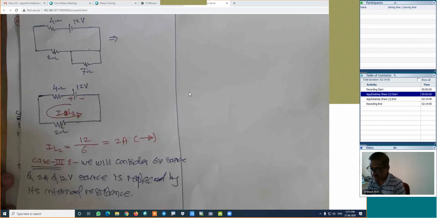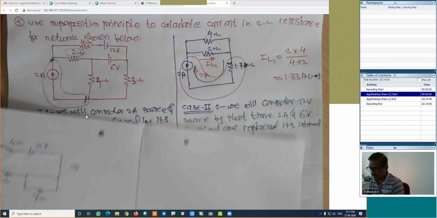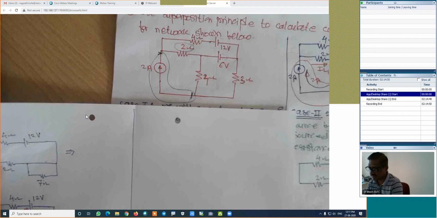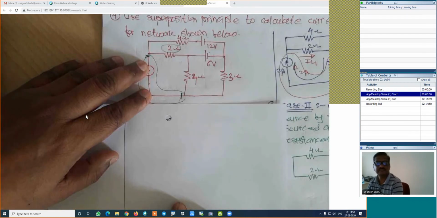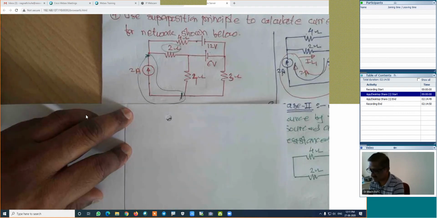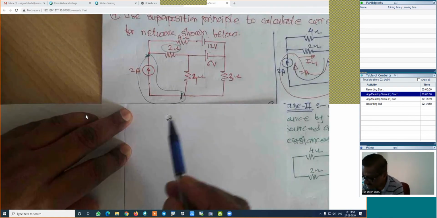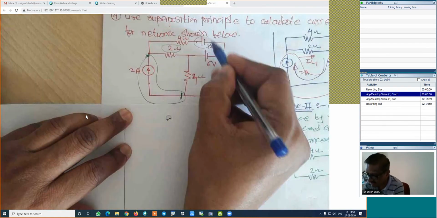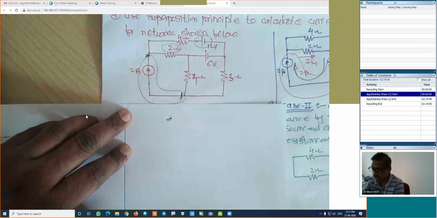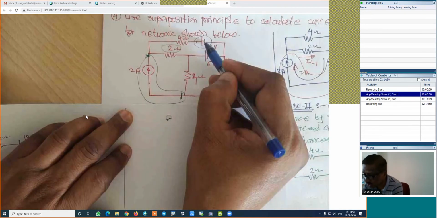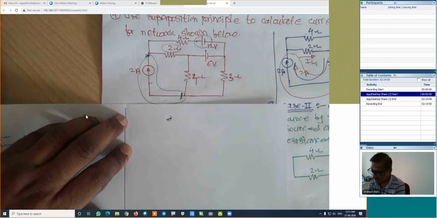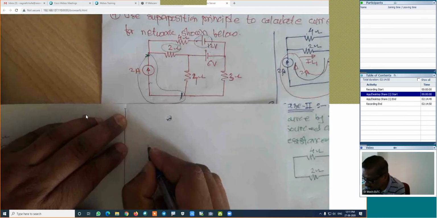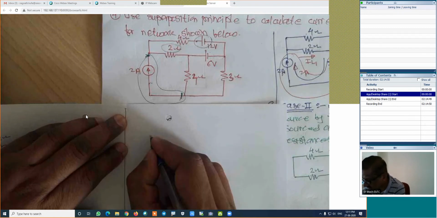How is the figure? Replaced by its internal resistance. How is the figure for case 3? I will draw the figure for case 3 here. In this case, this source is replaced by its internal resistance: this voltage source is replaced by short circuit, this current source is replaced by open circuit. The next figure will be something like this.